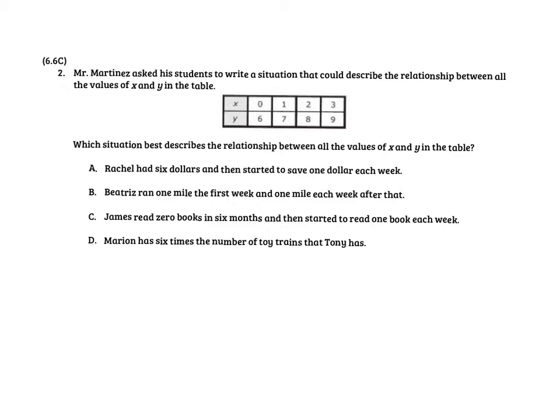A, Rachel had $6 and then started to save $1 each week. B, Beatrice ran 1 mile for the first week and 1 mile each week after that. C, James read 0 books in 6 months and then started to read 1 book each week. D, Marion has 6 times the number of toy trains that Tony has.